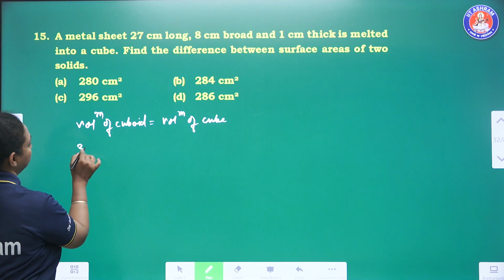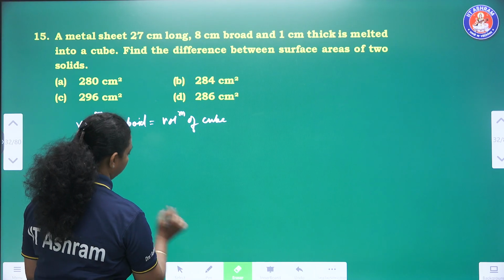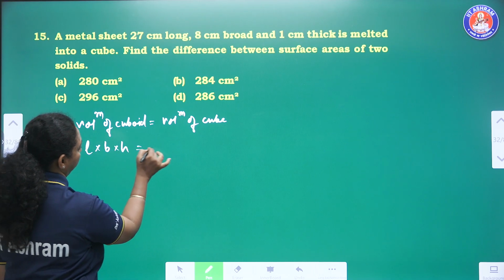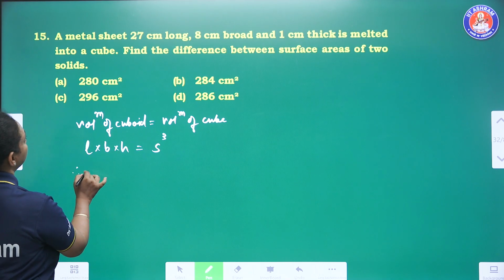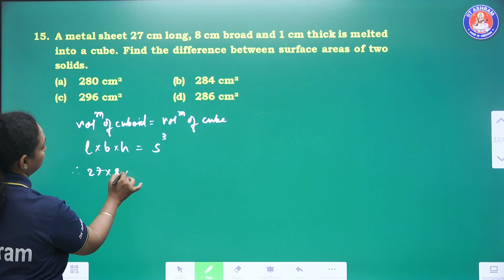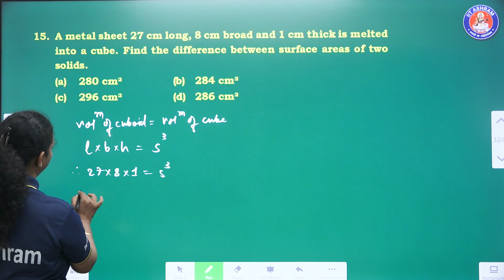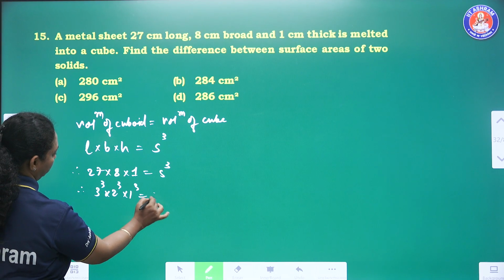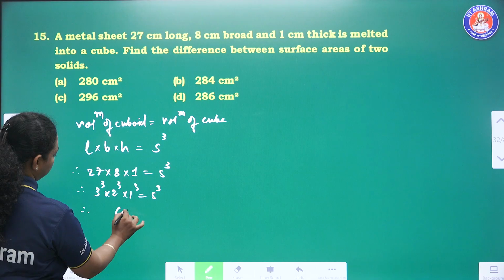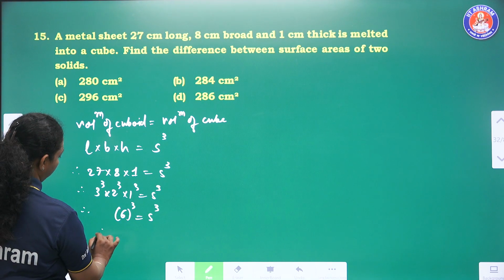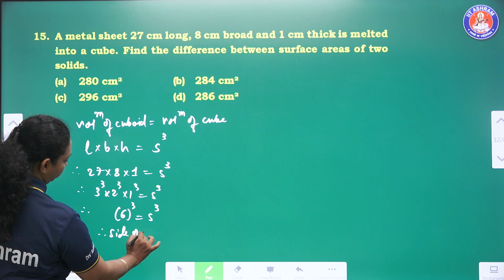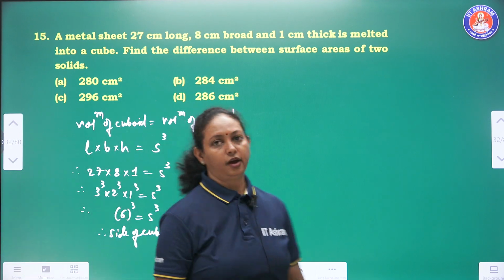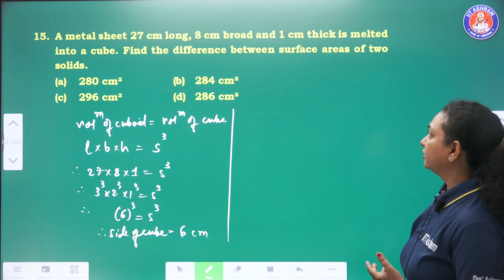The volume of a cuboid is L into B into H. So L into B into H is equal to side cube. So 27 into 8 into 1 is equal to side cube. So it is 3 cube into 2 cube into 1 cube is equal to side cube. So 6 cube is equal to side cube. Therefore the side of the cube is 6 centimeter.